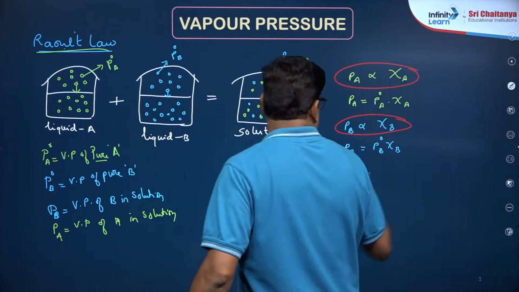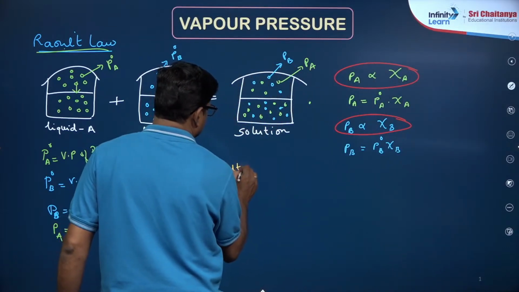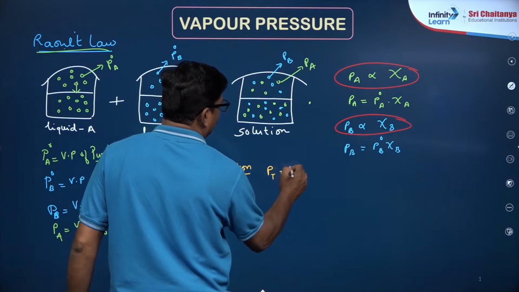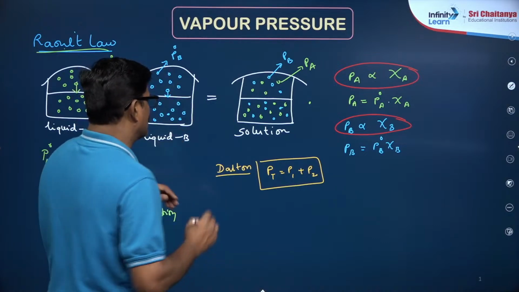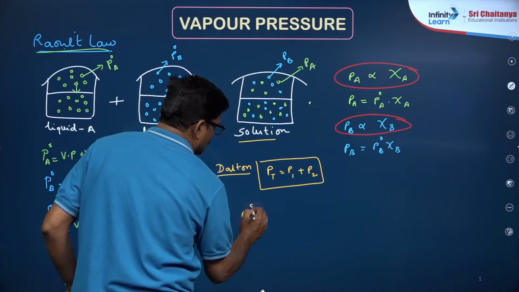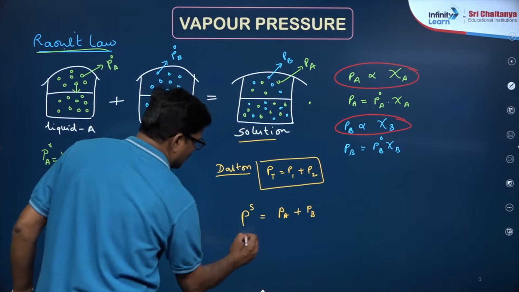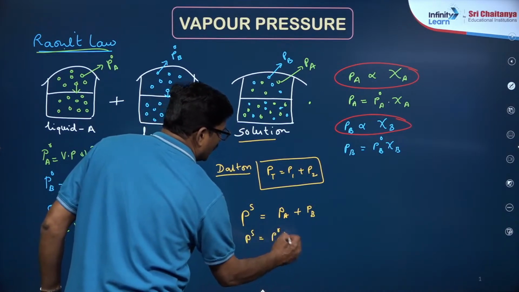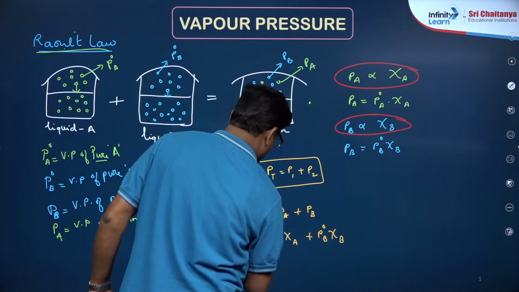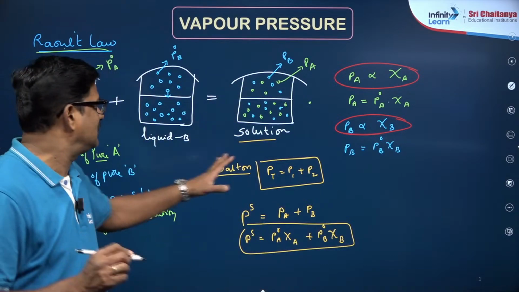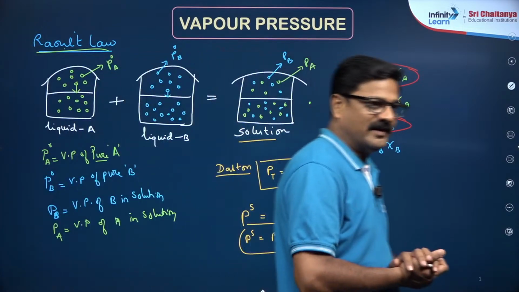So what did Dalton say? Dalton was saying P total is equal to P1 plus P2, this is A and this is B. So the total vapor pressure of the solution is equal to PA plus PB. You can say PS is equal to P naught A mole fraction of A plus P naught B mole fraction of B. Understood? This is actually the main course of Raoult's law. Clear? Any doubt my dear students?